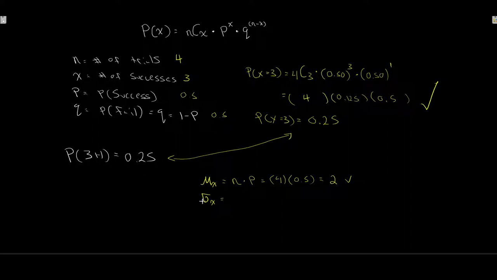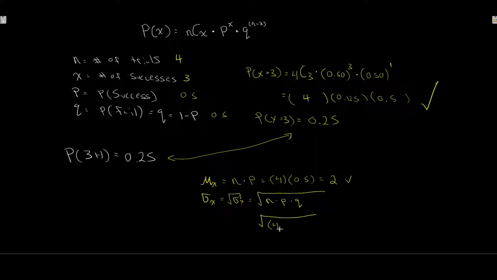What about our standard deviation? Well, our standard deviation is just the square root of the variance still. And so, square root of the variance, and we could say that our variance of the binomial would be n times p times q. So, okay, what's that? n being our number of trials, p being the probability of success, q being the probability of failure.